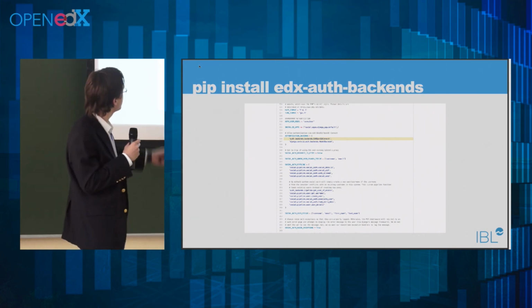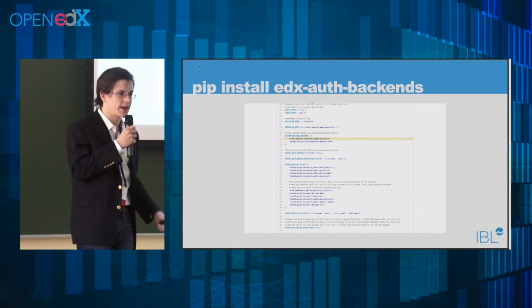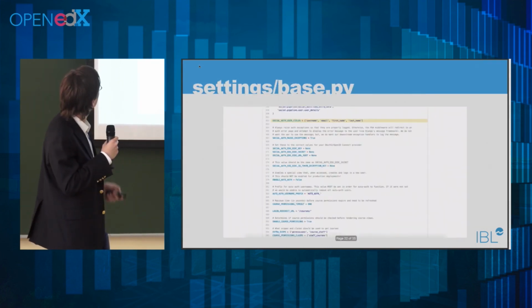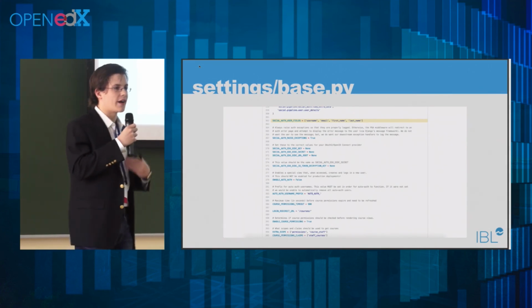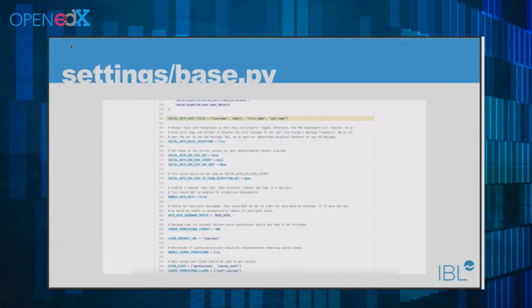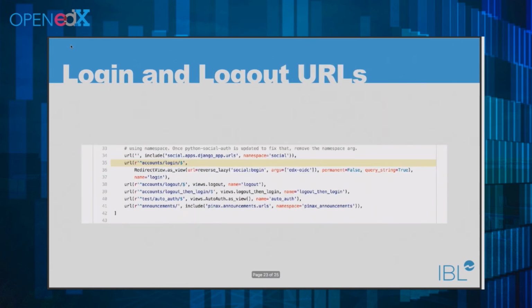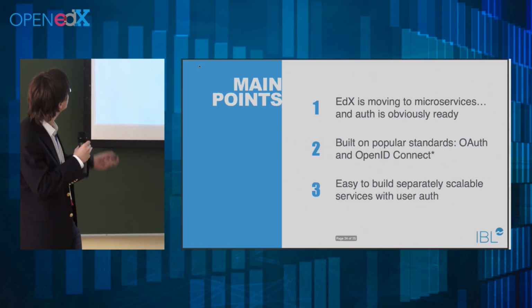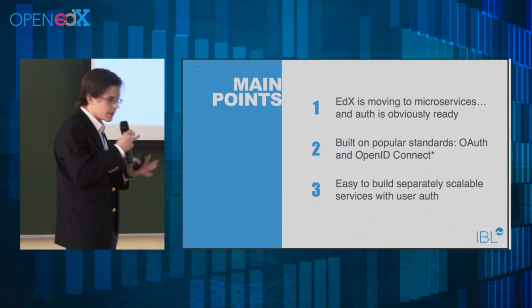But once you've installed it, you add it to the authentication backends in Django settings. You have to define a few more settings, and this is because of how this works with Python Social Auth. So you have to define maybe the OAuth secret, the OAuth client ID, maybe the URL. Then you also have to define a couple of URLs, right, for login and for logout. And you know, the main points are this.